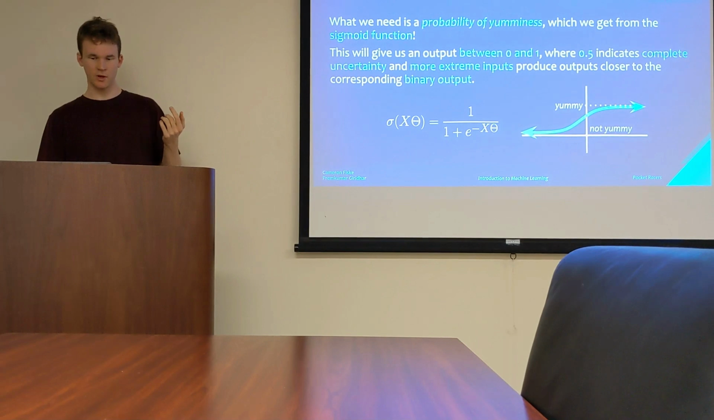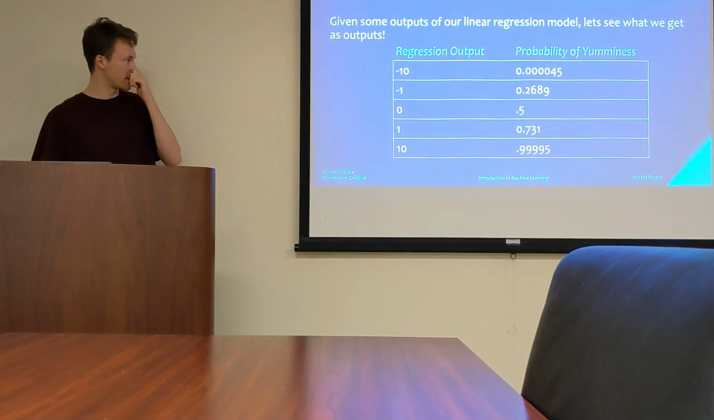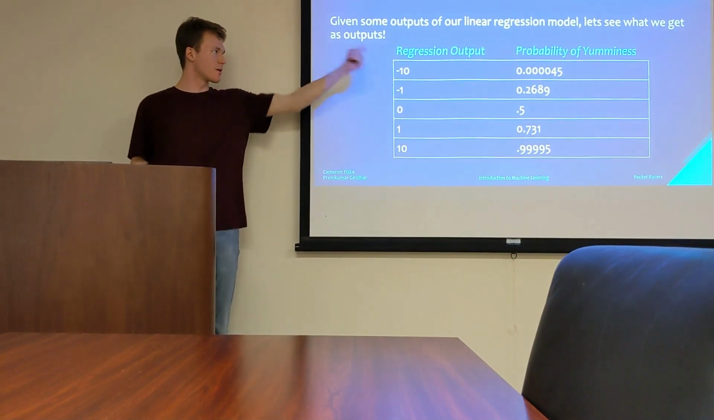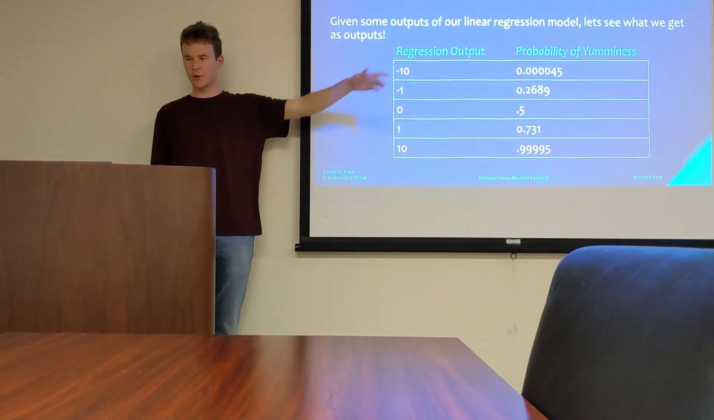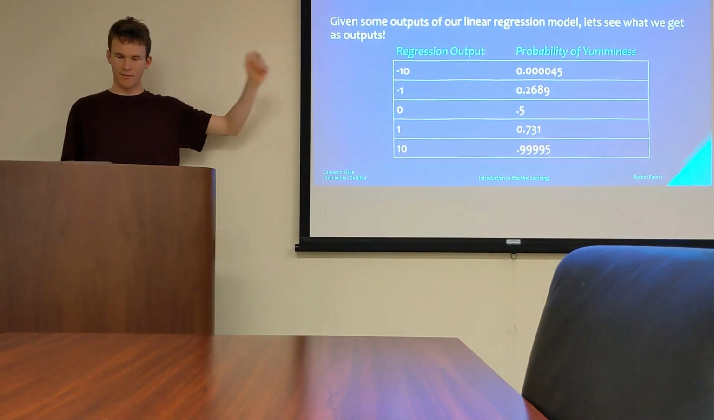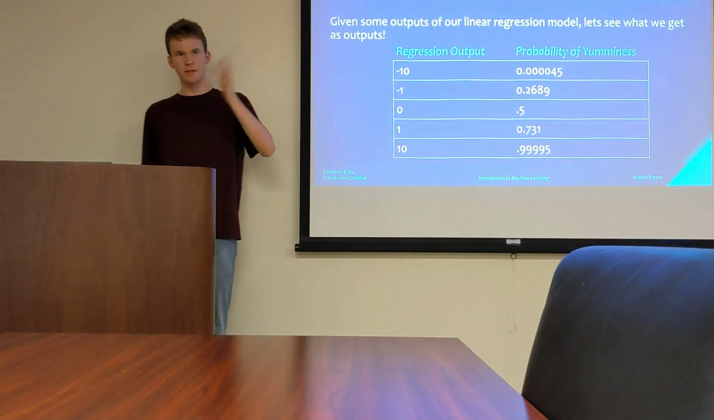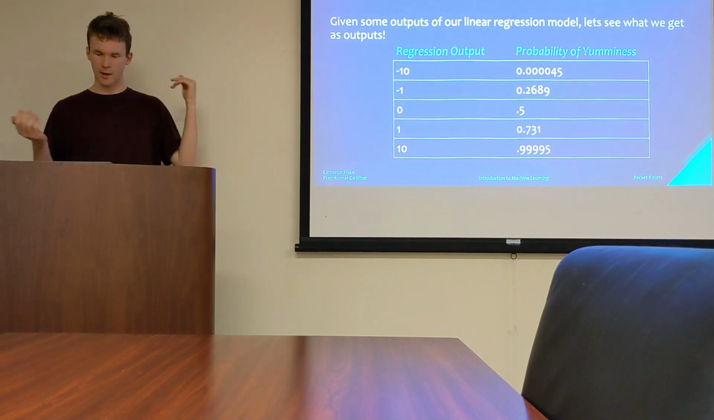So then, here's some examples of what this would look like. If we got a large negative number, we'd be pretty confident that our egg is not yummy. And if it were a pretty large positive number, we'd be like, yes, this is yummy. And if we got 0, we're just totally not sure. It could be a good egg, it could be a bad egg.